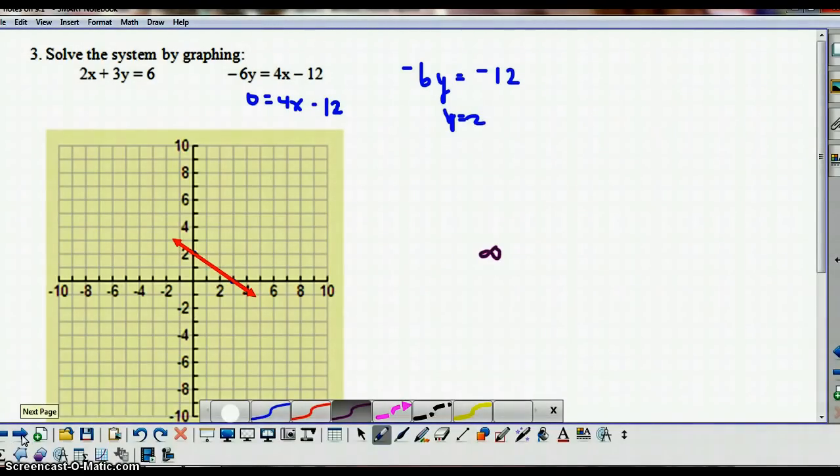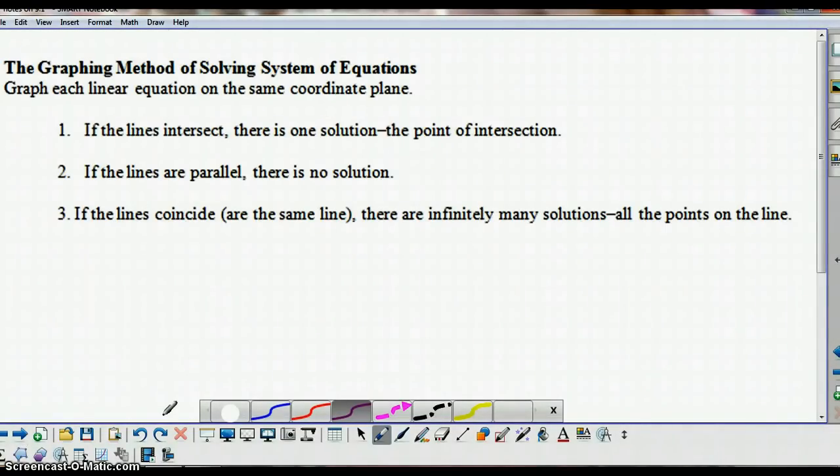So let's take a look at a summary here of our 3 examples. For our 3 examples to solve these systems by graphing, there's 3 things that could happen. The lines could intersect, which means there's only one solution, one point of intersection. The lines could be parallel, in which case there are no solutions. The lines don't cross, so there's no numbers that work for both equations at the same time, or the lines could coincide.